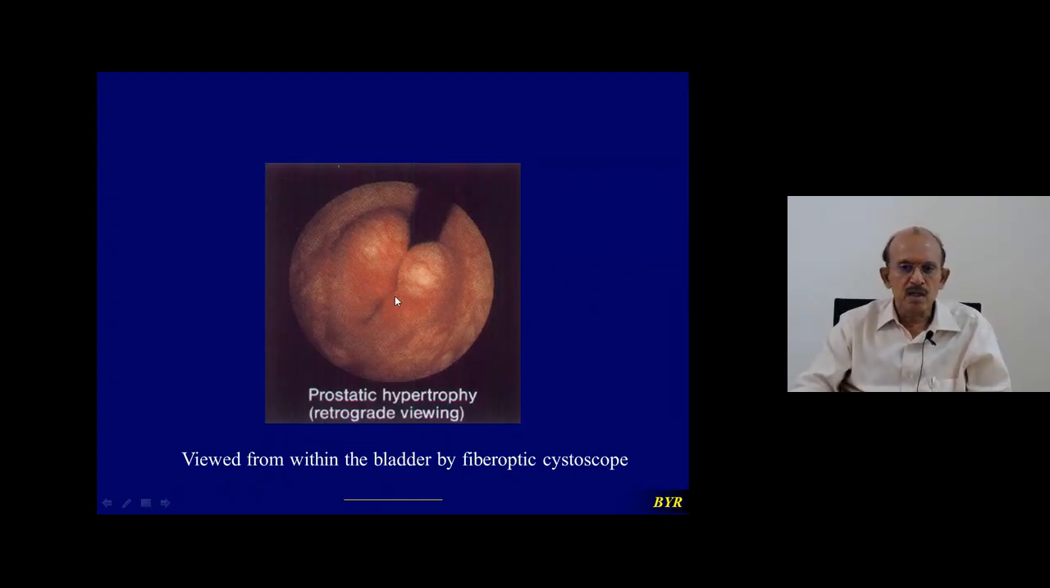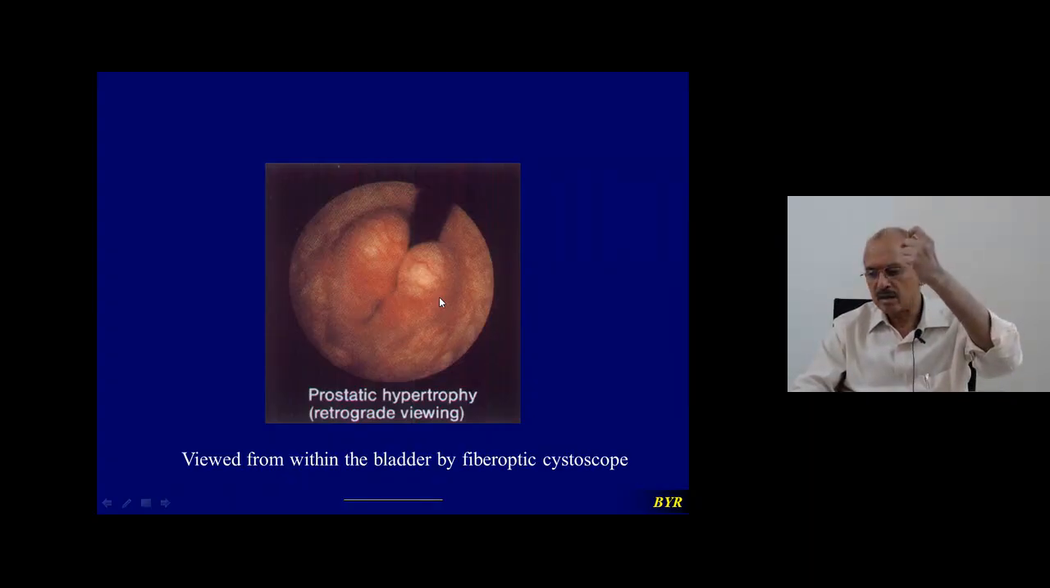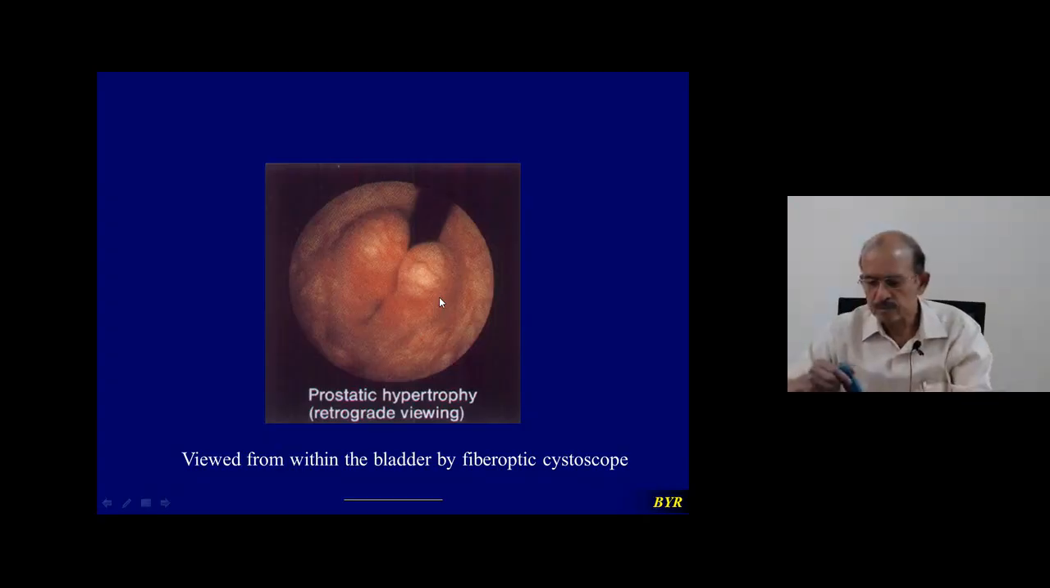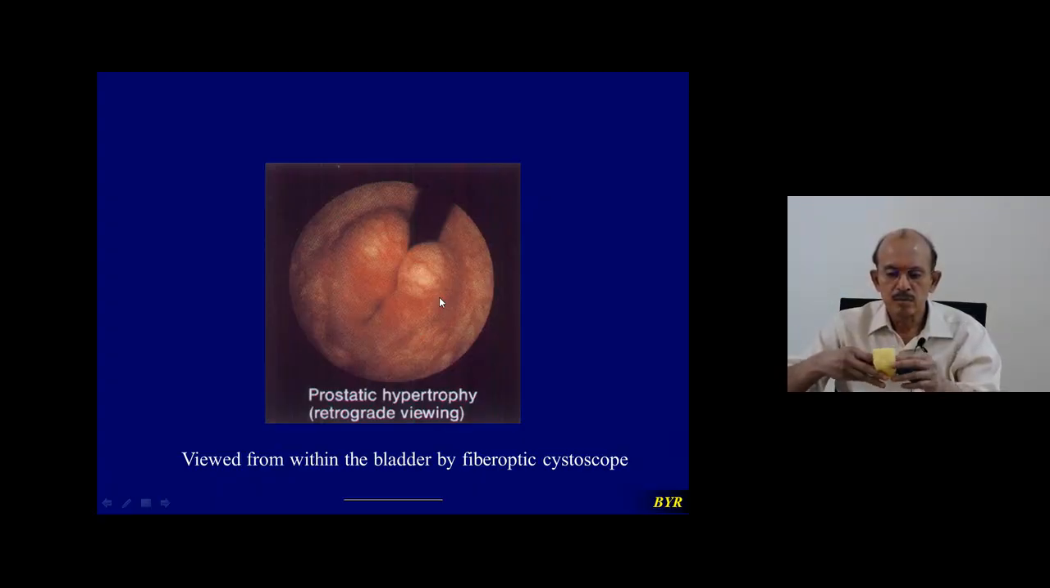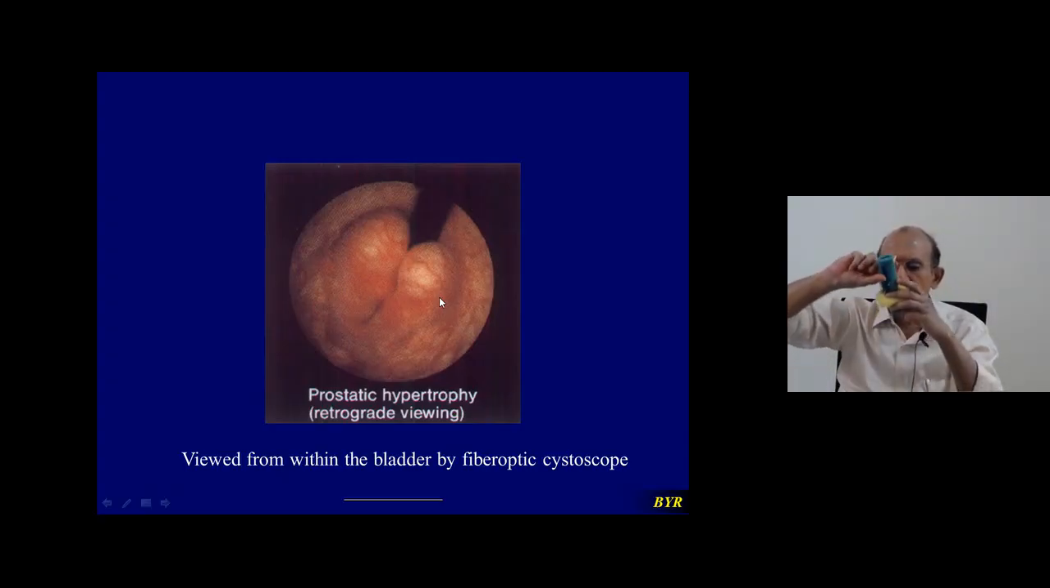This is called the J-shaped maneuver. The scope is passed into the bladder and the tip is curved like this. Suppose this is the scope. The scope is passed into the bladder like this. So this is the bladder, this is the scope. So the scope is passed into the bladder, and then afterwards what happens?